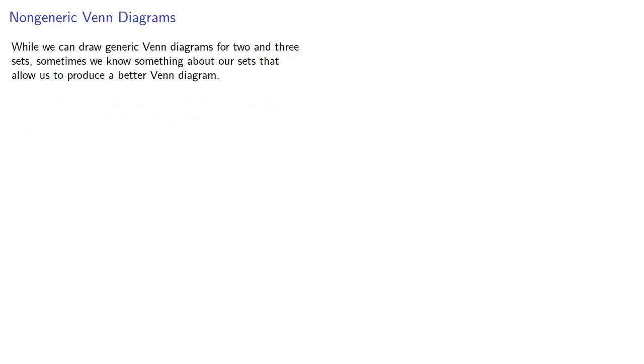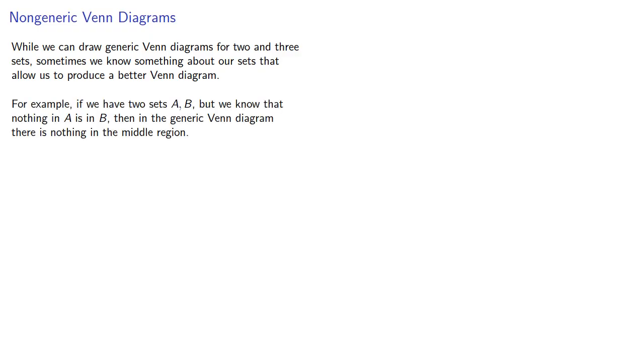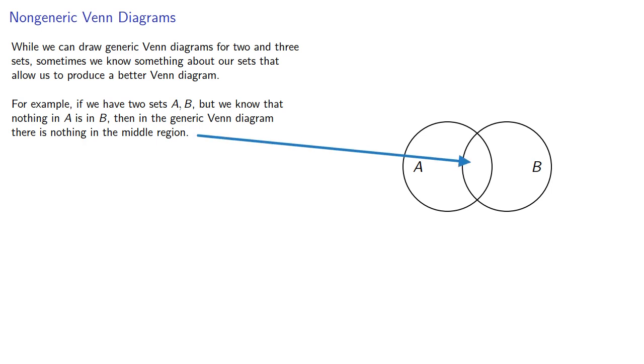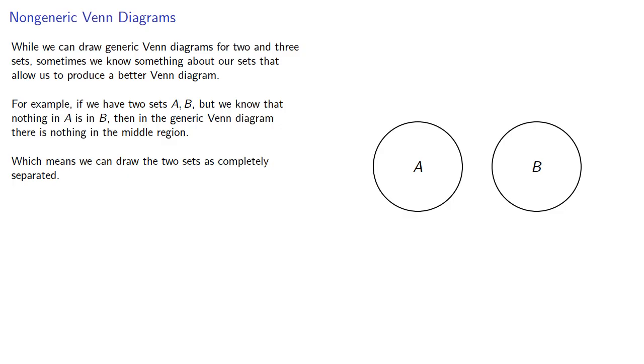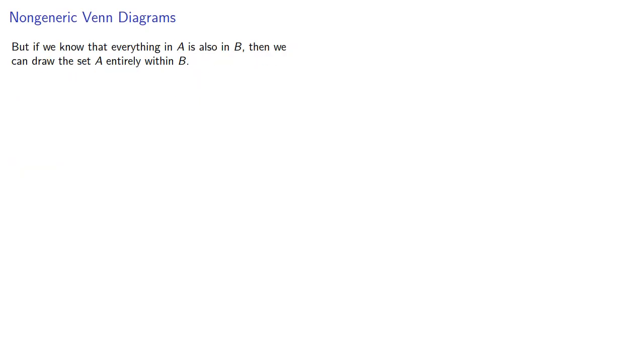For example, if we have two sets A and B, but we know that nothing in A is also in B, then the generic Venn diagram would have nothing in this middle region. But if there is nothing in this middle region, we can also draw the two sets as completely separated. On the other hand, if we know that everything in A is also in B, then we can draw the set A entirely inside of B.